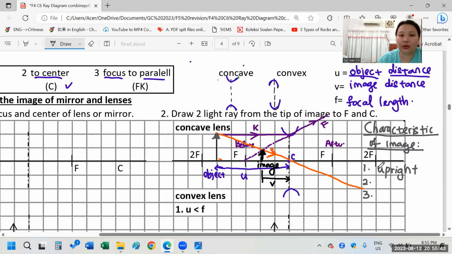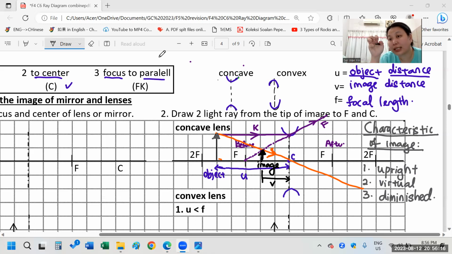Then we look at this. Since it is upright, this image is virtual. Okay, never mind, you write this: virtual. Then the third is to look at the size. The size is smaller, but we don't say smaller size, we say diminished. The size is smaller, the size shrinks. Don't use other words, we use the word diminished.